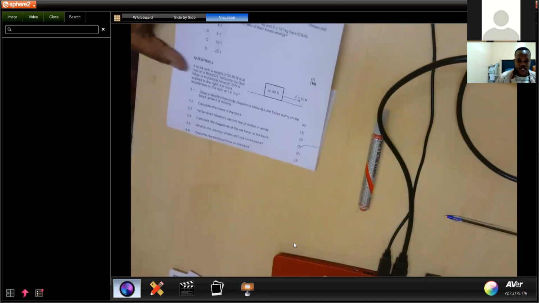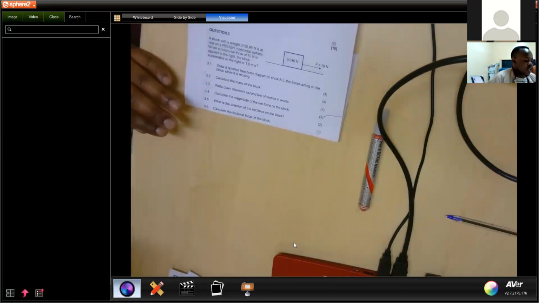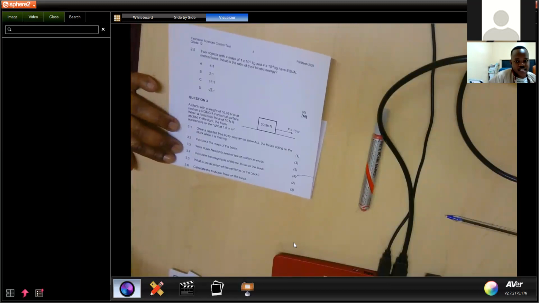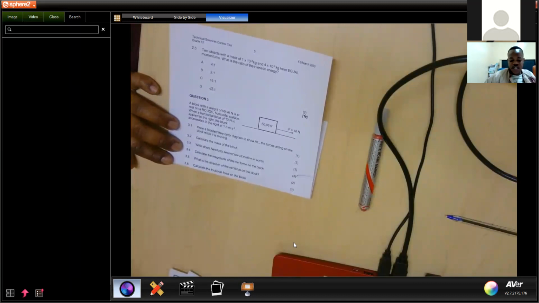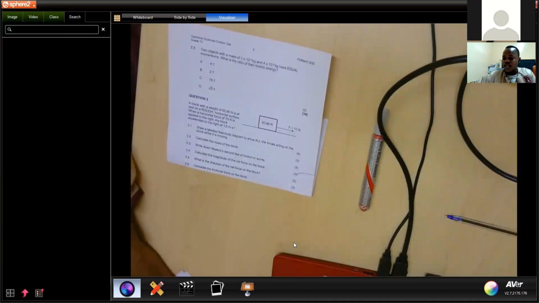Now, let us look at the question that was given. If you look at this question, it's a question on Newton's laws of motion, and it is quite a nice question for starters, and you can see that this question is from the Technical Sciences Control Test from March 2020 in the pre-state. So I want us to look at this question, and I want us to really do our best to answer the question and see how we can collect the marks.